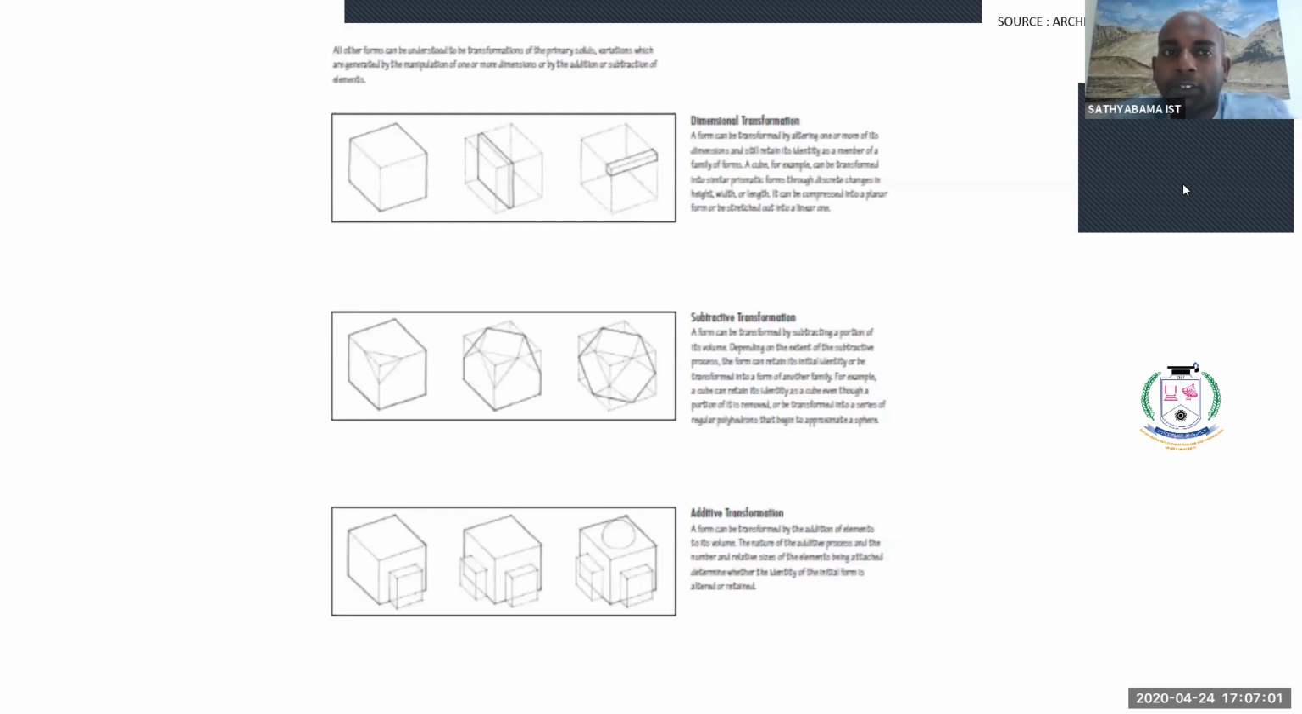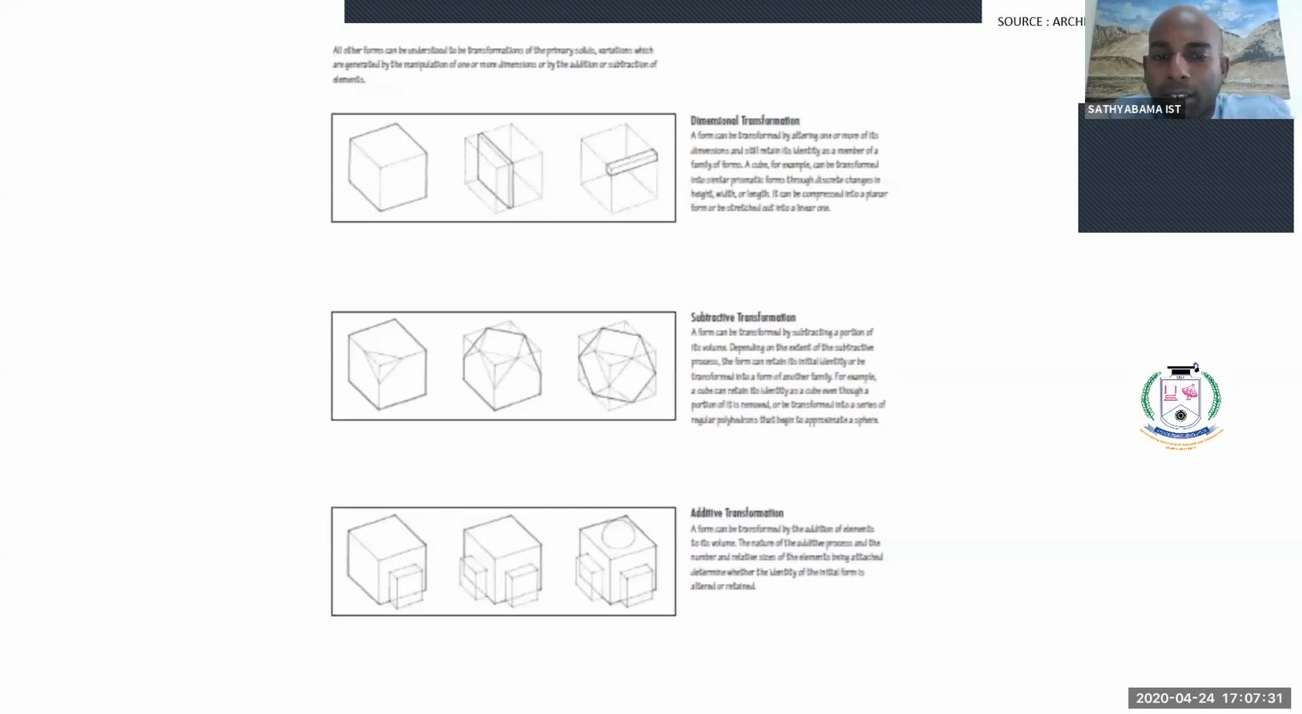The second type of transformation is subtractive, right? Subtractive, as the word explains, is about removal, right? So you notice how the cube, by the slicing of the volume, can go to even something like a polygon, right? As the degree of subtraction constantly increases and more of the solid is removed, the identity of the original solid will become more subdued, right?